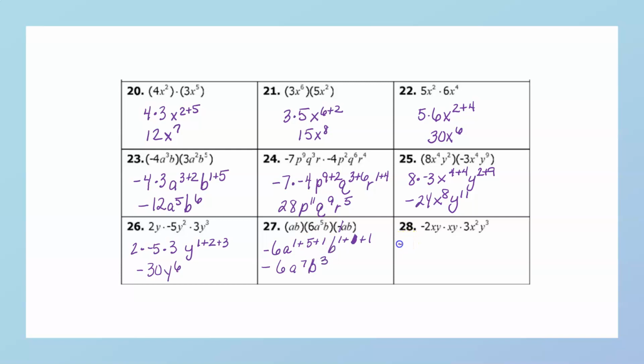So I have negative 2 times 3 here, x to the 1 plus 1 plus 2 power, y to the 1 plus 1 plus 3 power. So I have negative 6, x to the 4th, y to the 5th.